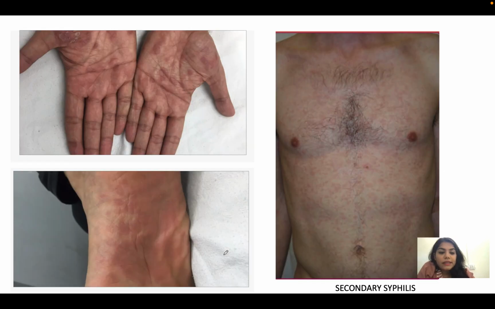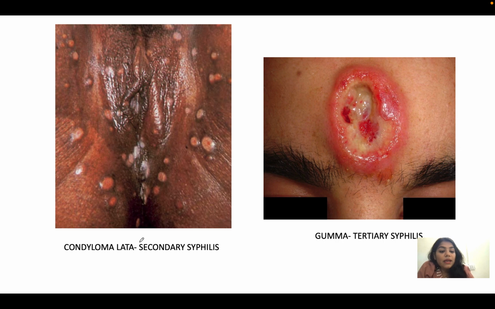So you see these are pictures of secondary syphilis. You would see maculopapular rash on the body, and you would see palm and sole involvement. You see these small lesions on the palms and soles. These are manifestations of secondary syphilis. This is condyloma lata, which is basically when there is involvement of the mucosa in the secondary syphilis. These condyloma lata are basically lesions which have a broad base, flat top. They are very soft and they are very infectious lesions.